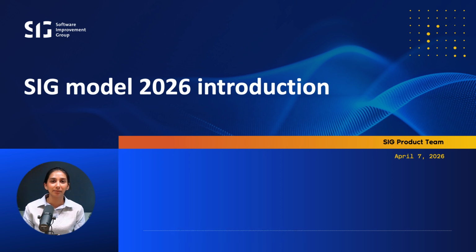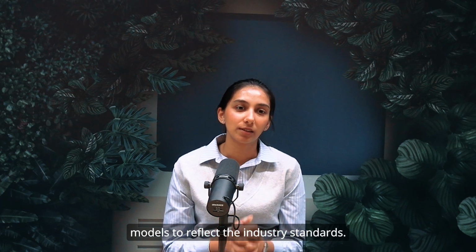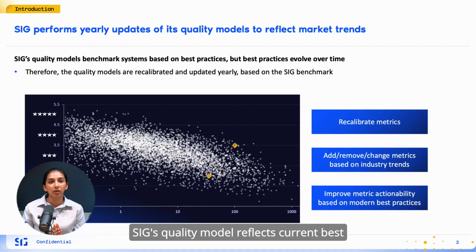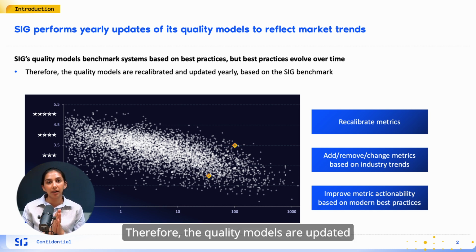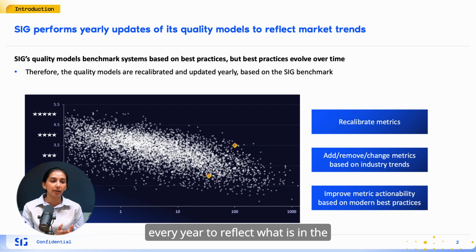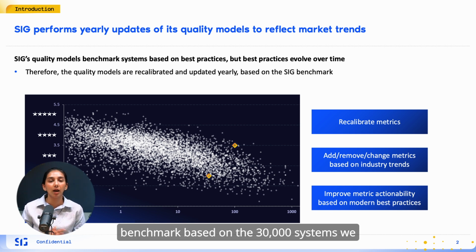Let's get started. Every year, SIG updates its quality models to reflect the industry standards. SIG's quality model reflects current best practices, but best practices may evolve over time. Therefore, the quality models are updated every year to reflect what is in the benchmark, based on the 30,000 systems we have in our benchmark.